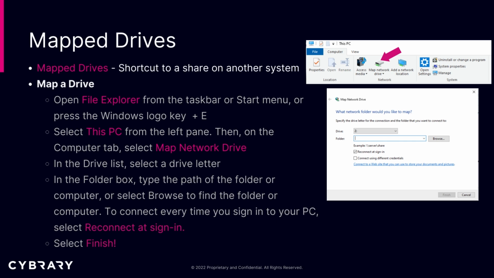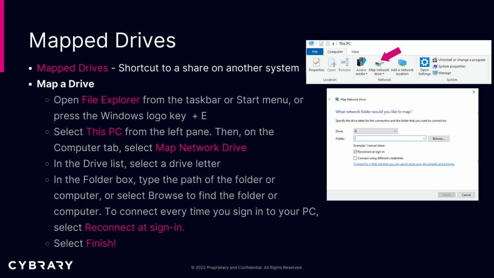So to map a drive, we would open File Explorer from the taskbar or Start menu, or you can press the Windows logo key plus the letter E. Select This PC, then on the Computer tab, select Map network drive. In the drive list, select the letter. In the folder box, type the path of the folder or the computer or whatever device you're trying to get to, or you can hit Browse and browse for that particular device. If it's a workstation, you'll click on that workstation and you'll see that shared name we talked about earlier, if it was a printer, or whatever shared name they want to give to a folder. And you would select that.